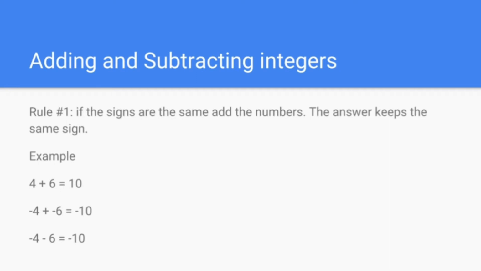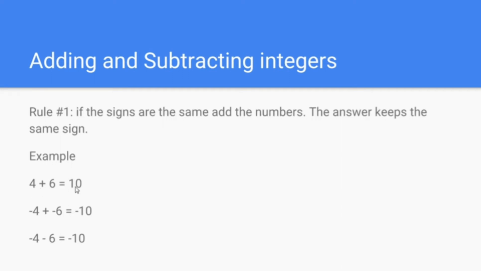When adding and subtracting integers, there are only two simple rules to follow. Rule number 1. If the signs are the same, add the numbers. The answer keeps the same sign. Here's some examples. We've been dealing with this our entire life.